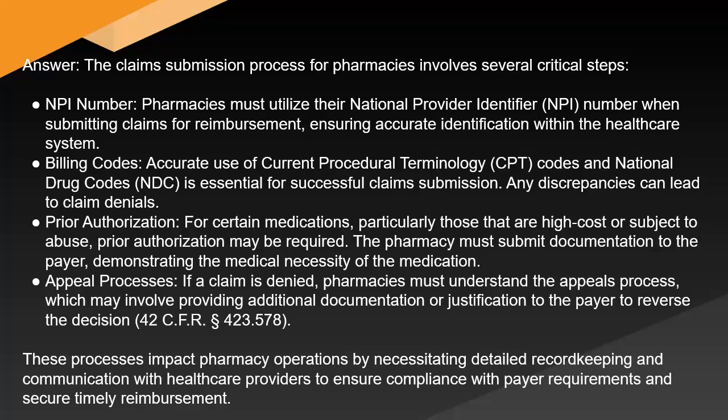Prior authorization: for certain medications, particularly those that are high cost or subject to abuse, prior authorization may be required. The pharmacy must submit documentation to the payer demonstrating the medical necessity of the medication. Appeal processes: if a claim is denied, pharmacies must understand the appeals process, which may involve providing additional documentation or justification to the payer to reverse the decision. 42 CFR § 423.578. These processes impact pharmacy operations by necessitating detailed record-keeping and communication with healthcare providers to ensure compliance with payer requirements and secure timely reimbursement.